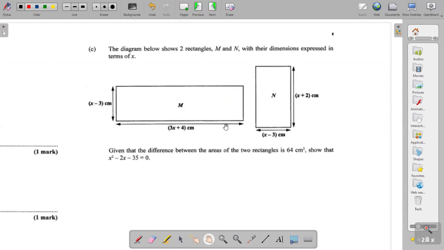This is literally the same exact thing, except the two shapes, instead of being attached to each other, are separated. Given that it asks for the difference between the areas, you see how the one before gave us the total? This one tells us the difference. So instead of adding, what are we going to do?